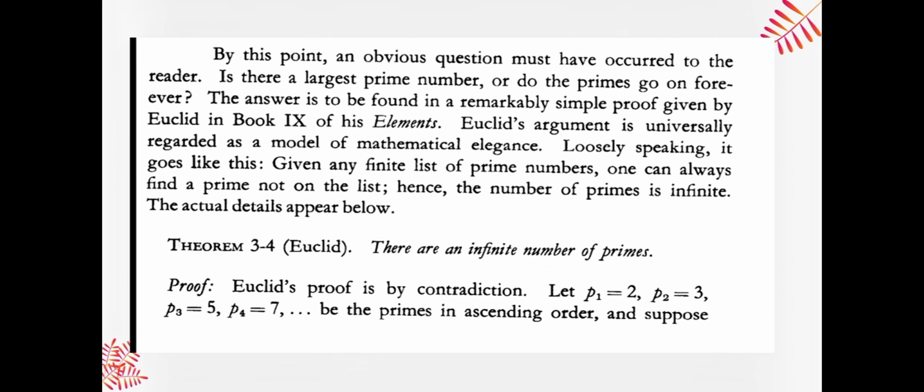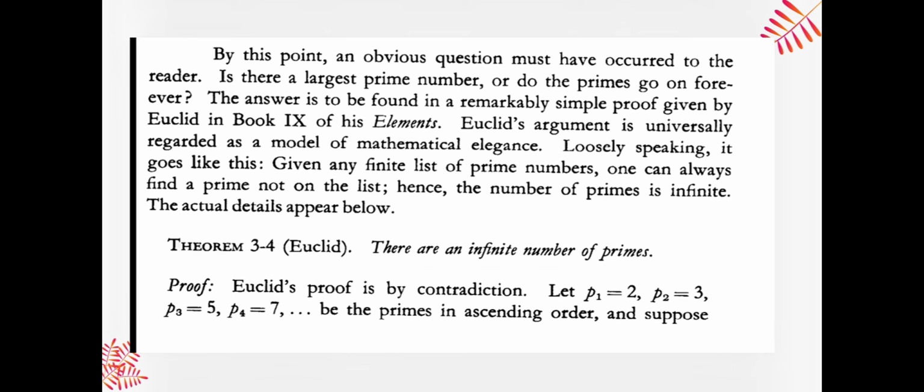At this point, an obvious question must have occurred to the reader. Is there a largest prime number, or do the primes go on forever? The answer is to be found in a remarkable, simple proof given by Euclid in Book 9 of his Elements. Euclid's argument is universally regarded as a model of mathematical elegance. Loosely speaking, it goes like this. Given an infinite list of prime numbers, one can always find a prime not on the list, and hence the number of primes is infinite. The actual details appear below.